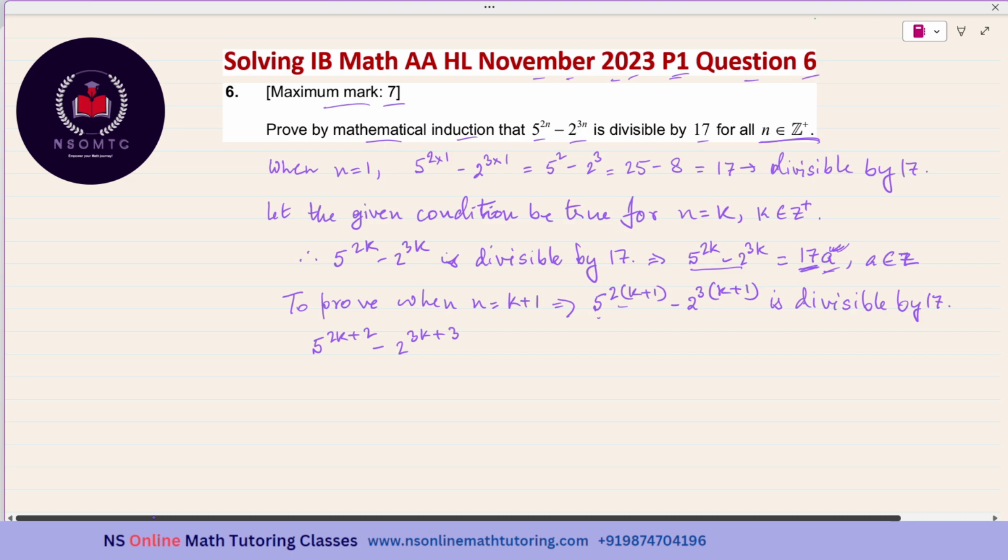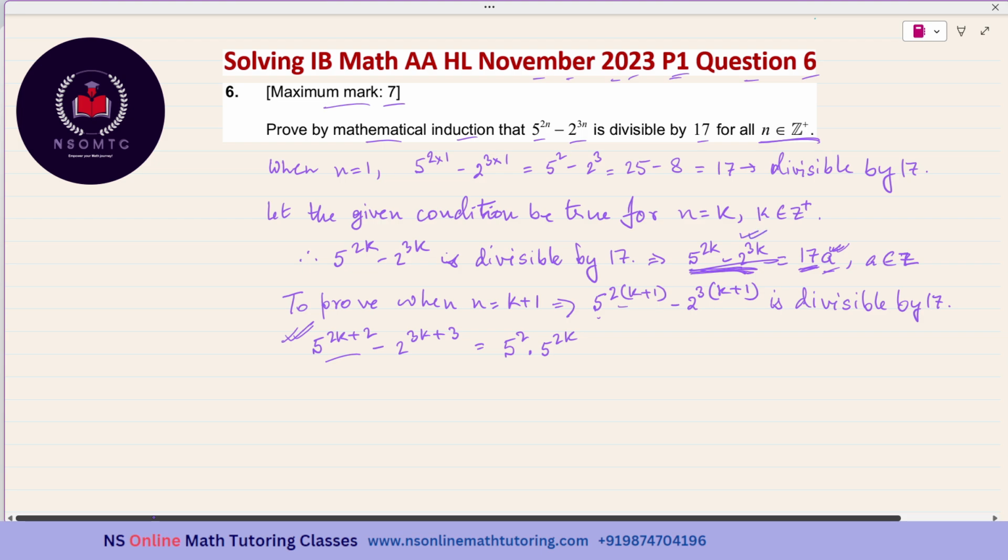And most of the students come up to this point and then they get stuck. Why should you be getting stuck? Because you know that this part has already been taken as true. So you have to first of all try to get this expression written in this format. So how can I do that? Let me write this as 5 squared times 5 to the power of 2k. I just want to get as close as possible to this expression.